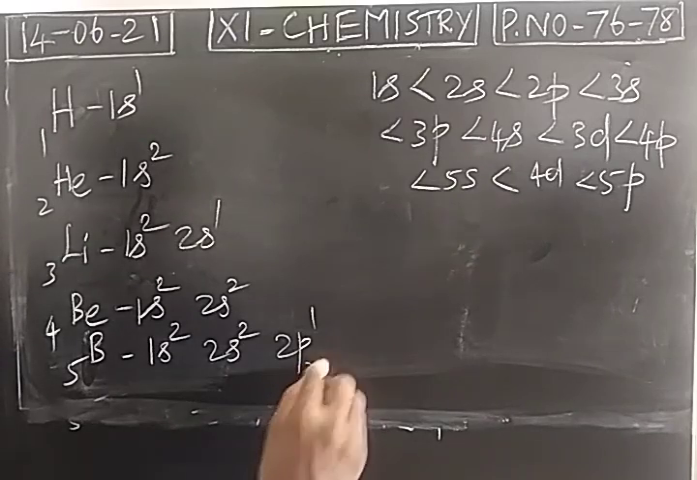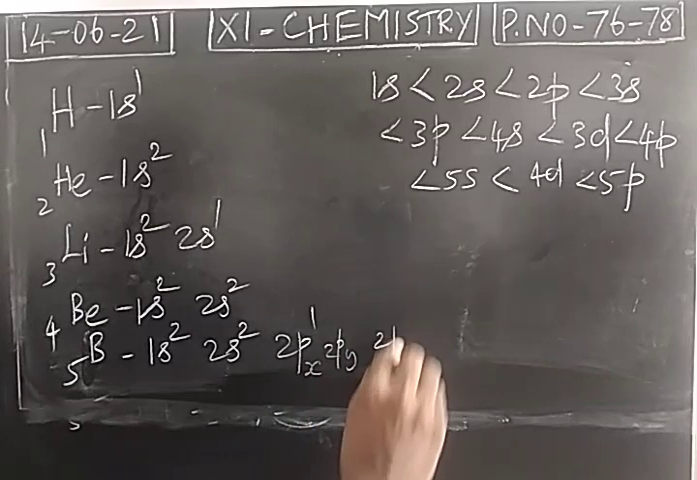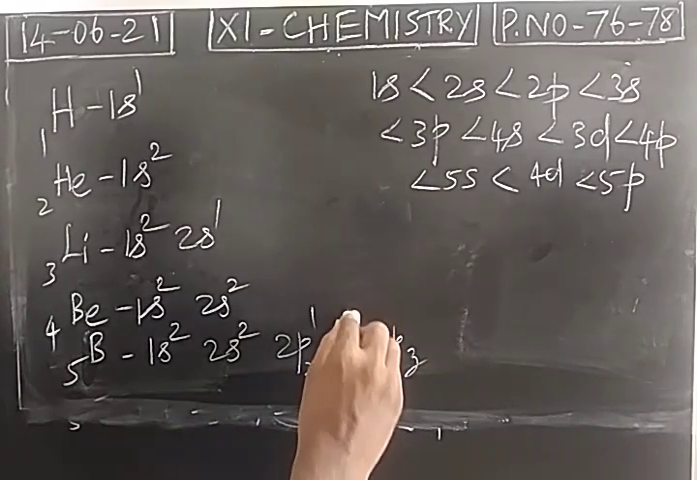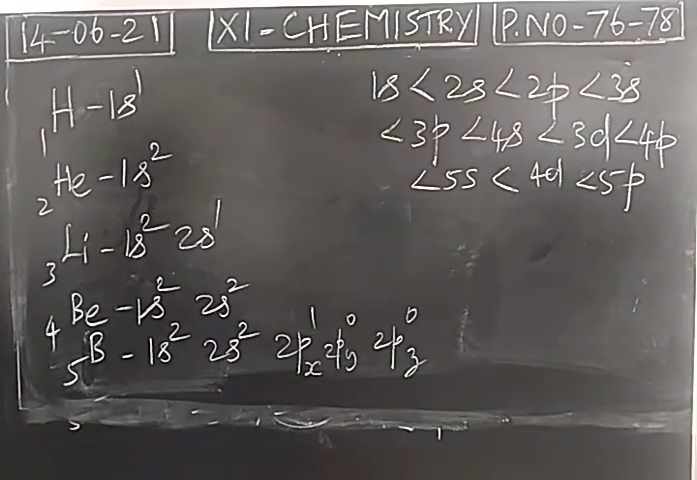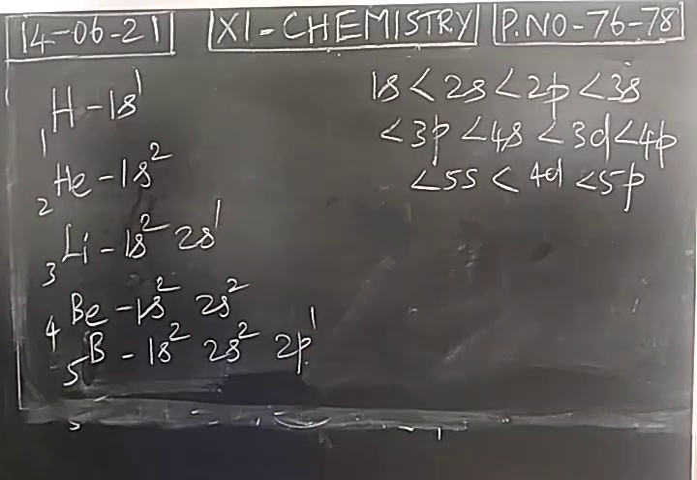And it can be 2px orbital also. 2py, 2pz. 3 types of p orbitals are present. So 2px1, 2py0, 2pz0. Like this also you may write. Okay. So you can write it in an elaborate manner, or simply you can write it as 2p1.